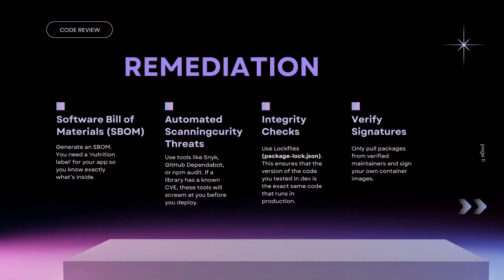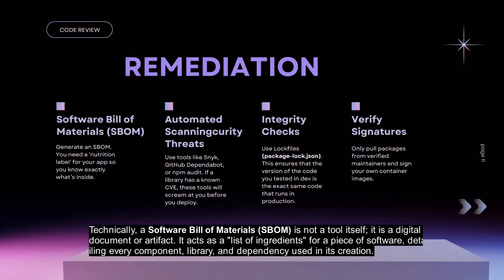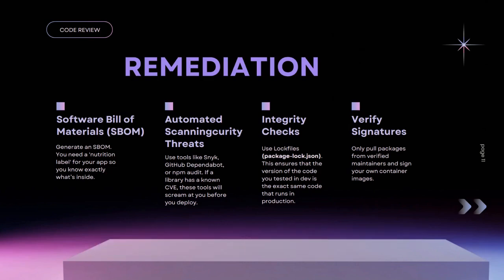First, generate an SBOM. An SBOM tool lists all components and dependencies used in an application. You need a nutrition label for your app so you know exactly what is inside. Next, use tools like Snyk, GitHub Dependabot or npm audit. If a library has a known CVE, these tools will scream at you before you deploy.